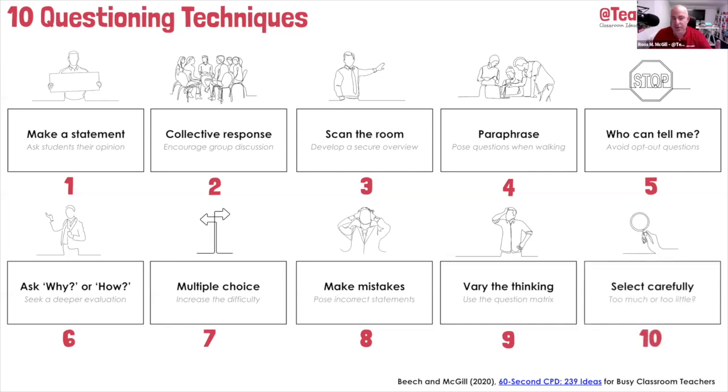There's lots of others in here. I think multiple choice, make sure the choices available are hard. If they're too easy, it reduces that thinking. Learning should be a hard process. A couple of other things here from me.